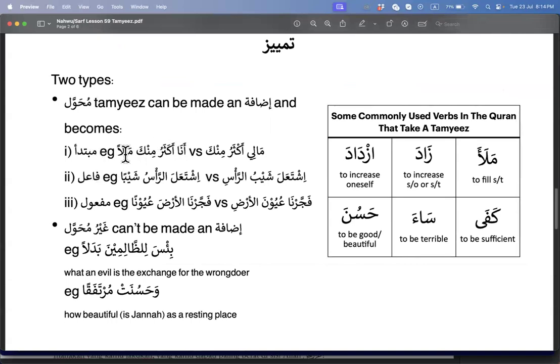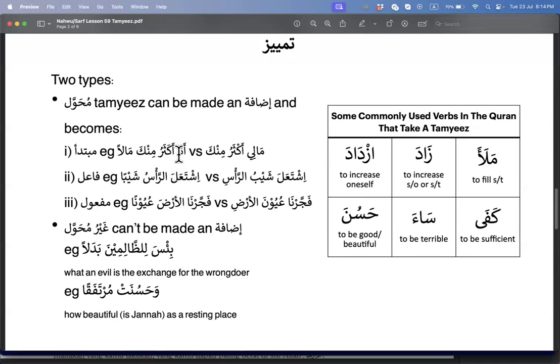So we have, for example, Ana aktharu minka malan. This is an ayah from the Quran. Can you translate? Ana aktharu minka malan. Is this superlative or comparative? Comparative. More than. Yes, I have more than you. So malan.